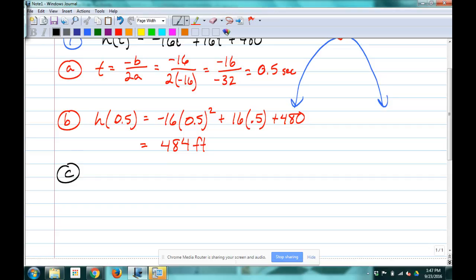All right, and then it says Jason hit the water in how many seconds? Okay, so in a half a second, he's reached the vertex. When does he hit the water? What's the height when you hit the water? 0. So we set the equation equal to 0.